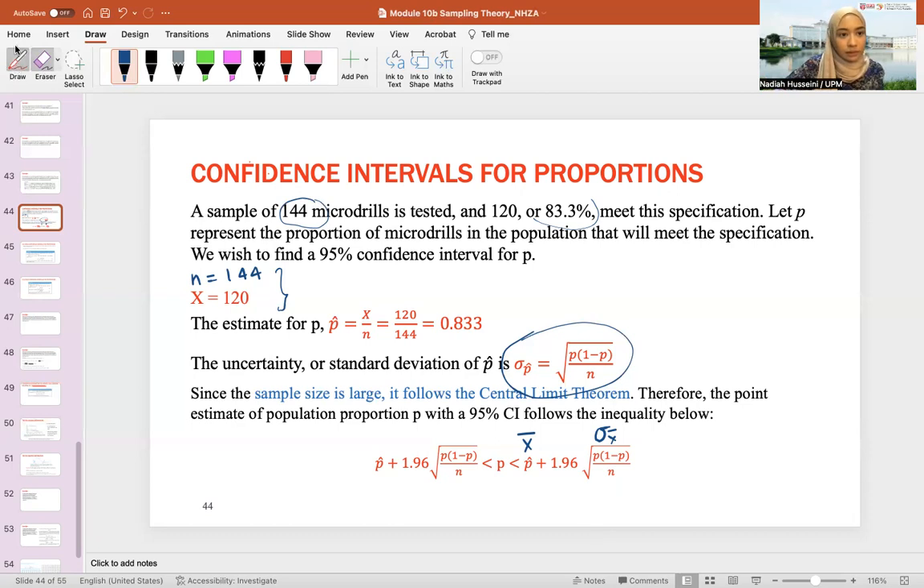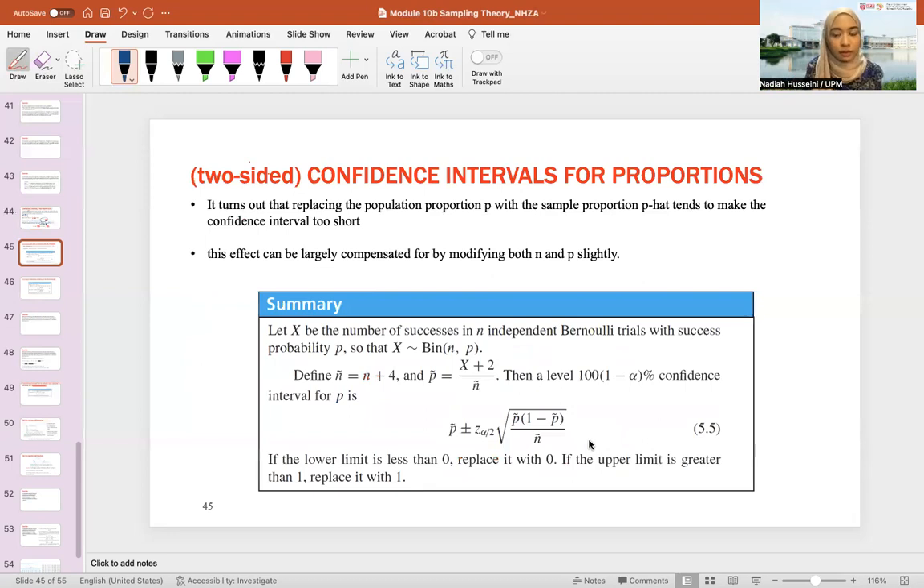So let me write that somewhere. Mu. And this is just a Z alpha over 2 score. Okay, so that is the two-sided confidence interval for proportion. When we have two-sided, you know what's coming next: one-sided. It turns out that replacing the population proportion P with the sample proportion P hat tends to make the confidence interval too short.